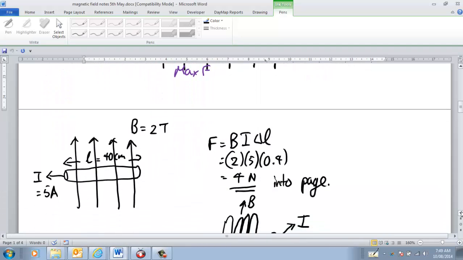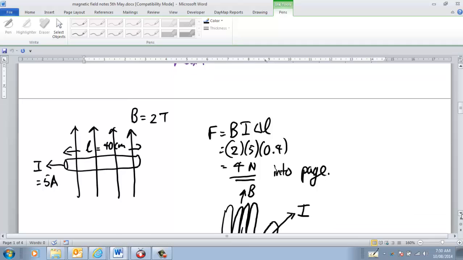Rightio, so let's look at an example over here. If we have a field which has got 2 Teslas, that's B, the symbol for magnetic field, a length of wire which is 40 centimeters long, and it's carrying a current of 5 amps, then we would simply go 2 times 5 times 0.4. You have to put that into meters, so therefore it works out to be 4 newtons into the page. What does that mean? Into the page. Well, this is the direction of the force that you need to know. Now, what I want you to do is I want you to understand this little diagram here.